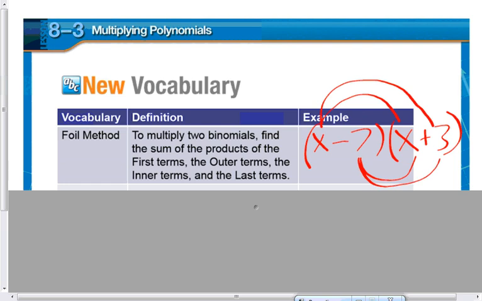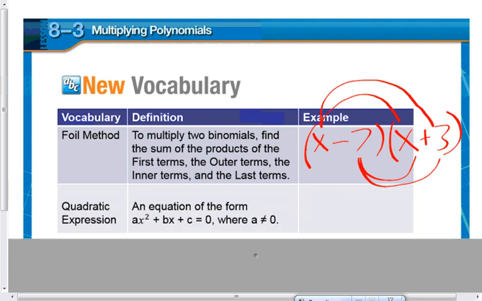We'll go over that more once we get into the actual practice problems, and I'll explain that. The next is quadratic expression, an equation of the form ax squared plus bx plus c equals 0, where a does not equal 0. The best example for that is x squared plus 14x minus 3 or something.